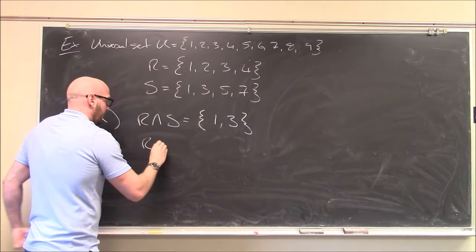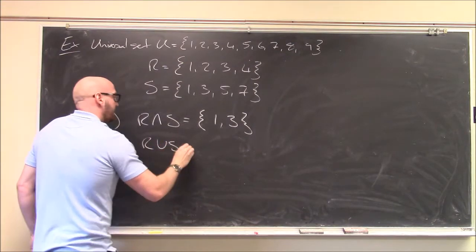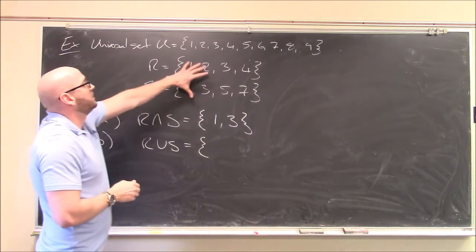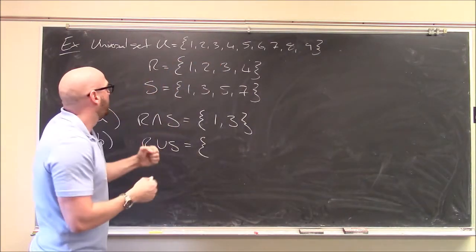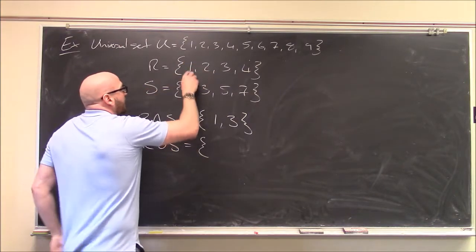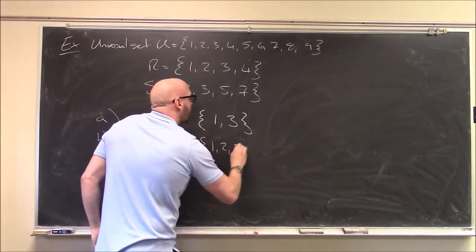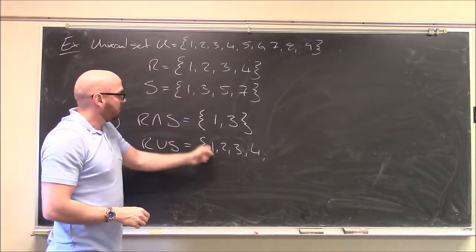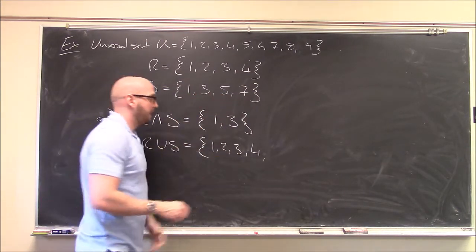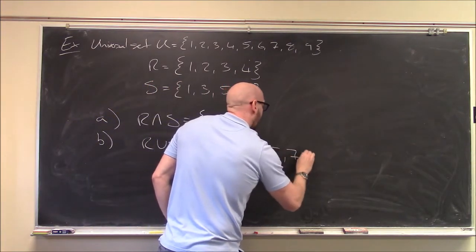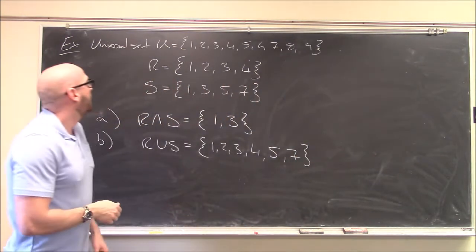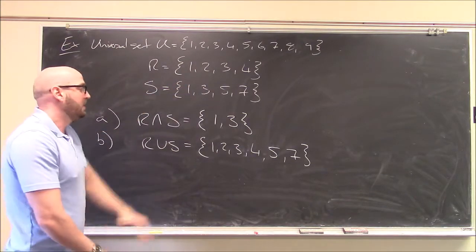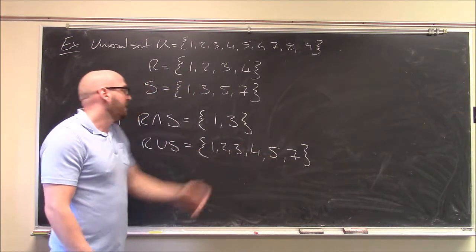But now I could do the union, everything in R or in S. So we'll just take these two sets and mash them together into one bigger set. I'll list all the elements in R first: 1, 2, 3, 4. And then in S, we've already taken care of 1 and 3, but then we've also got 5 and 7. So we just combine R and S into a single set to make the union. But we don't double count elements. Elements can only be listed once, and the order doesn't really matter.